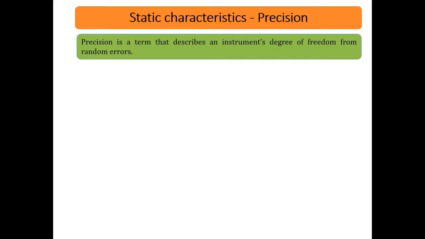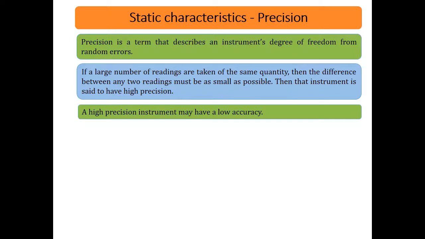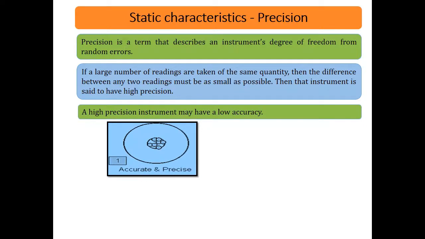Precision is a term that describes an instrument's degree of freedom from random errors. Suppose we take a large number of readings of the same quantity. Then the difference between any two readings must be as small as possible. The readings must be closer to each other. Then that instrument is said to have a high precision. A high precision instrument may have a low accuracy. For better understanding the concept of precision, let's consider the examples.